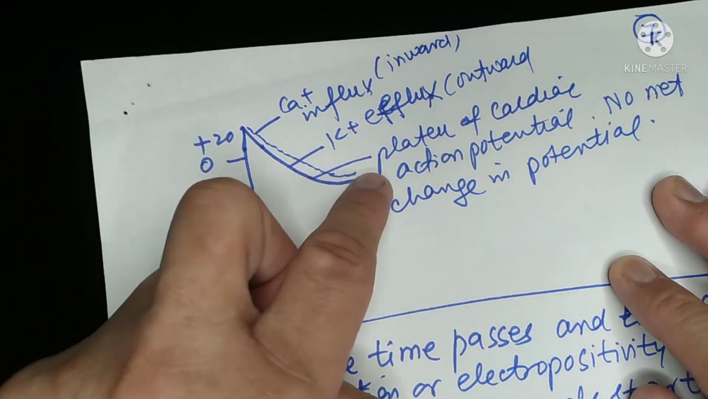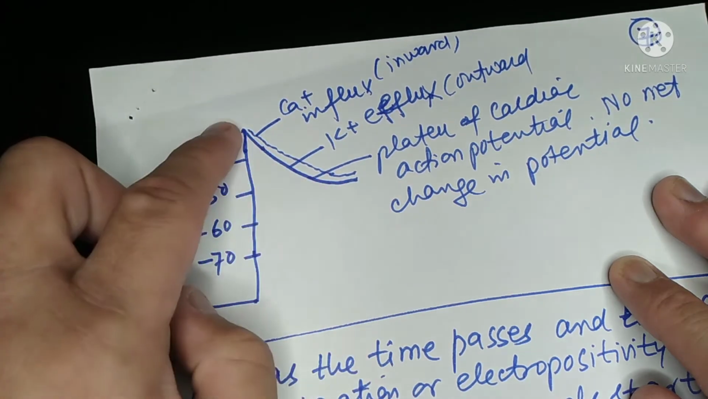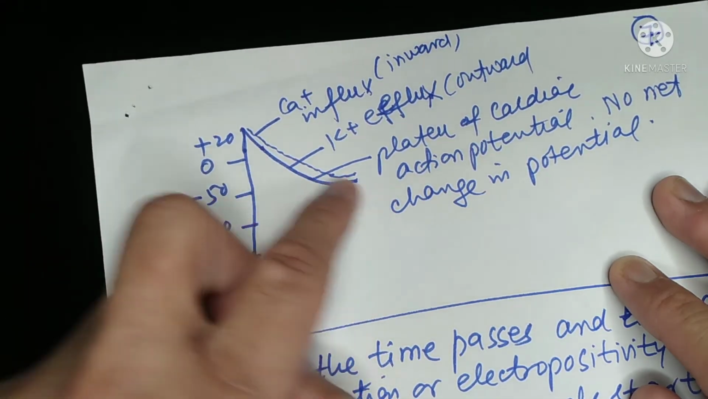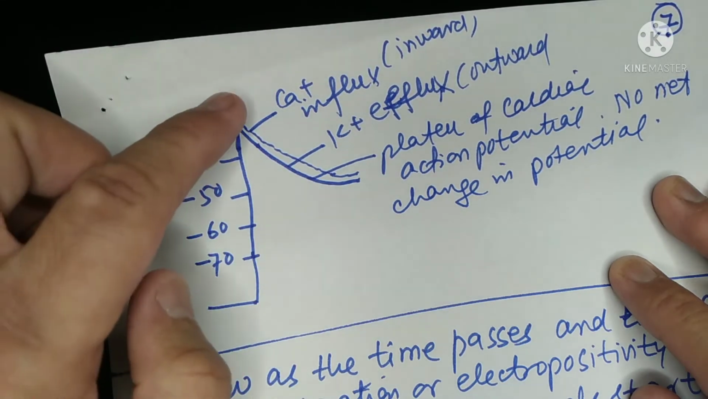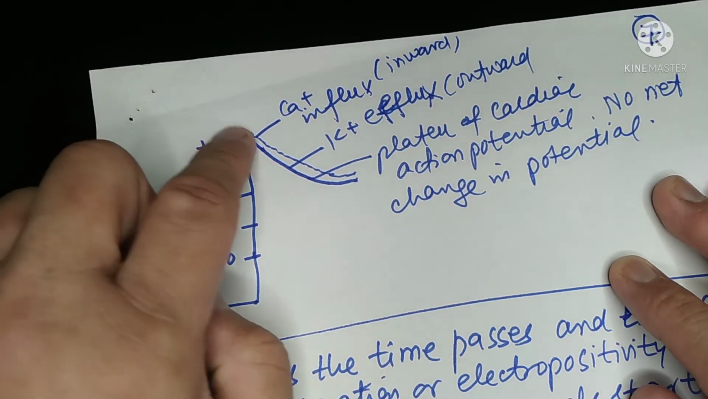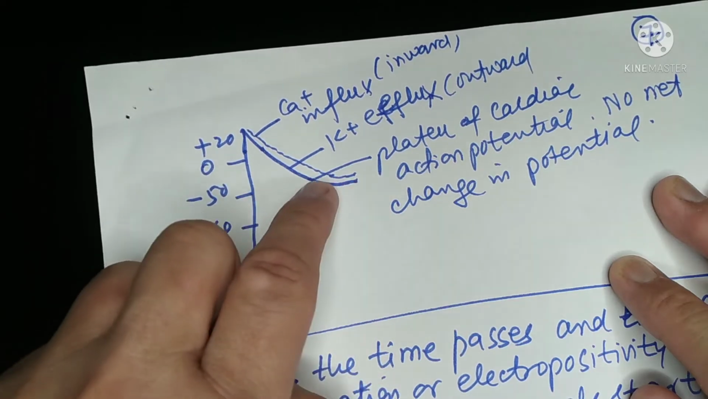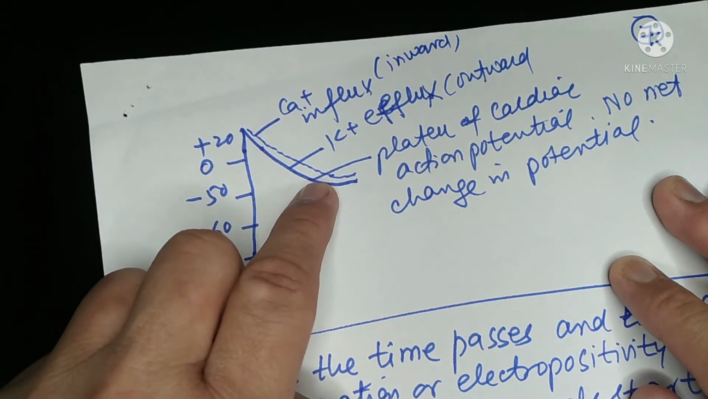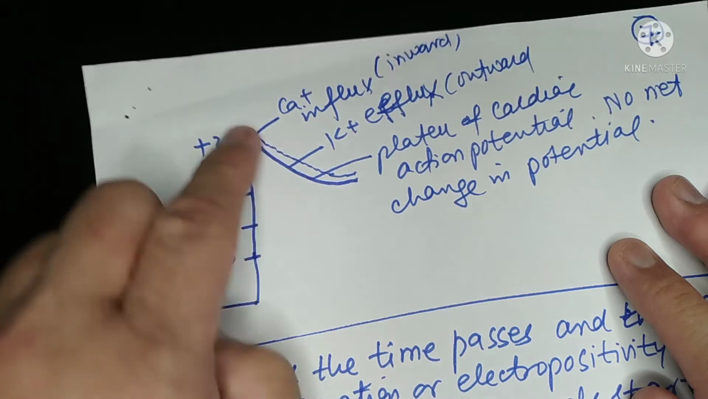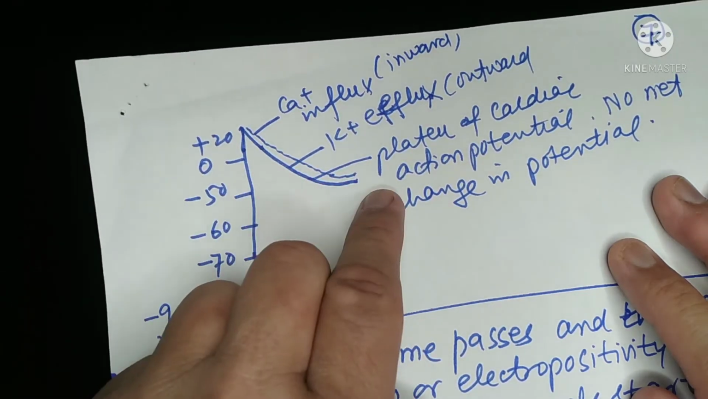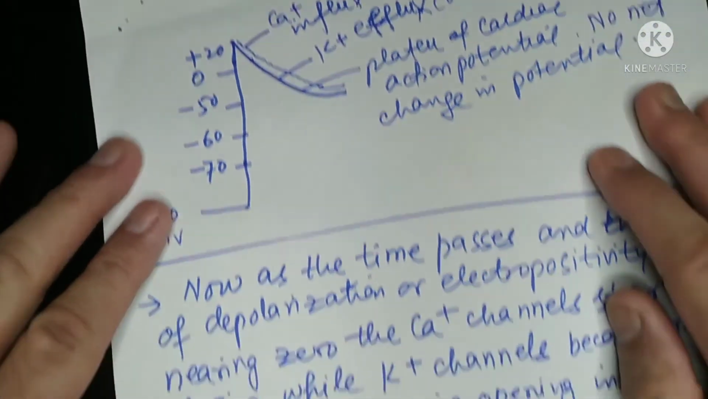This dotted line is for calcium and the clear blue line is for potassium. So there is no net change in potential. That is why we see this plateau, or no change in the electrical activity, in the cardiac action potential, which is a unique feature of cardiac action potential. It is not seen in other action potentials such as those of skeletal muscle or smooth muscle cells. So the plateau phase is the unique feature of cardiac action potential.